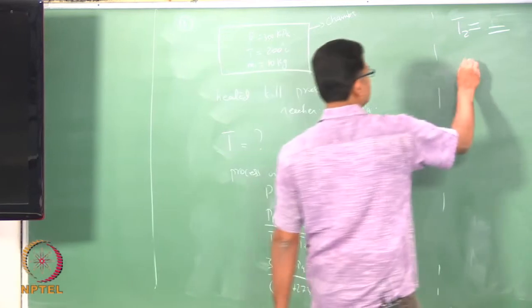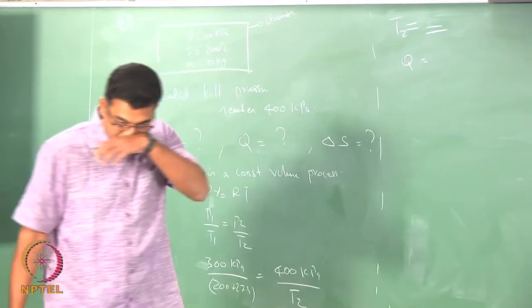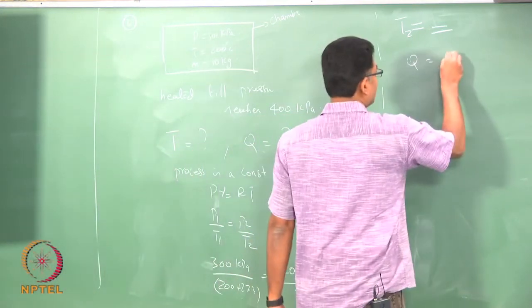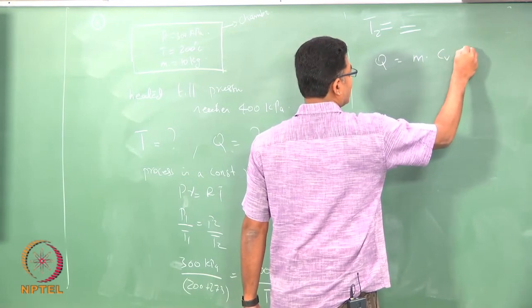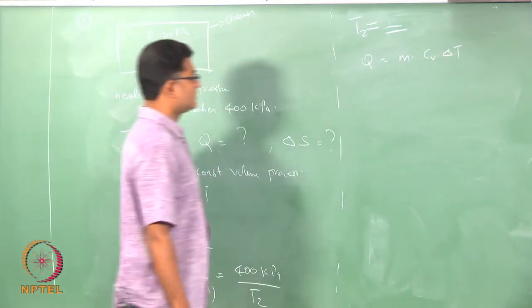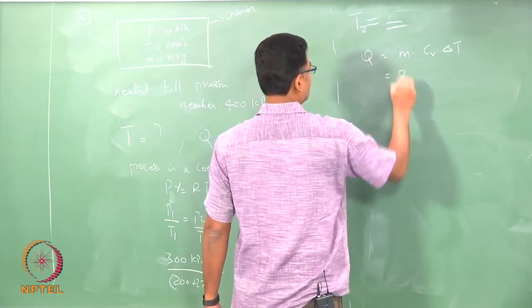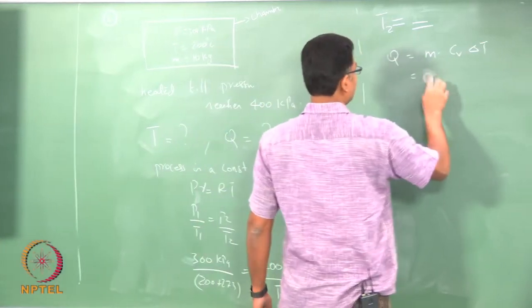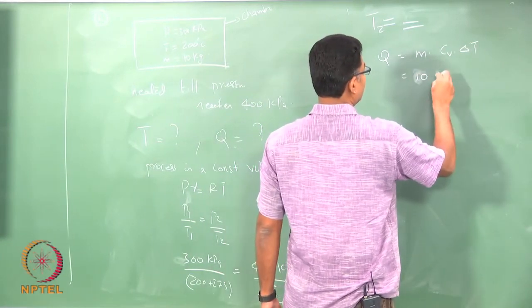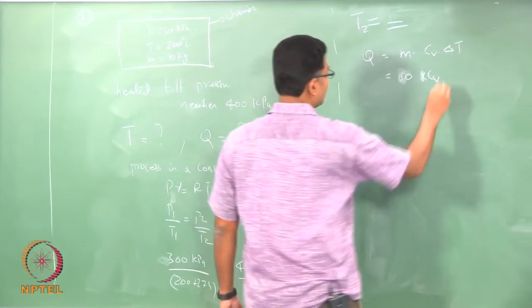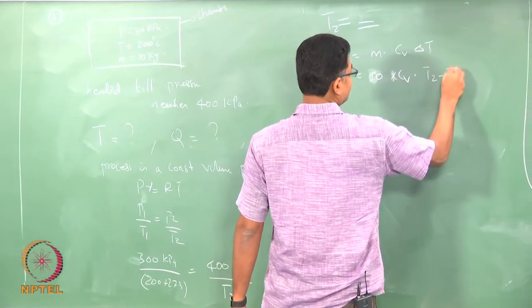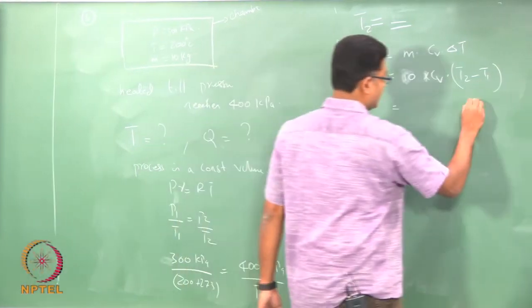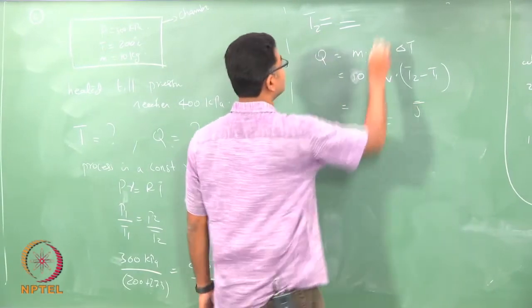So, what is Q? It is a constant volume process. So, your mass into Cv into delta T. So, mass is 10, multiplied by the appropriate Cv into T2 minus T1. So, that should give me the heat that is supplied in joules. This would be in Kelvin.